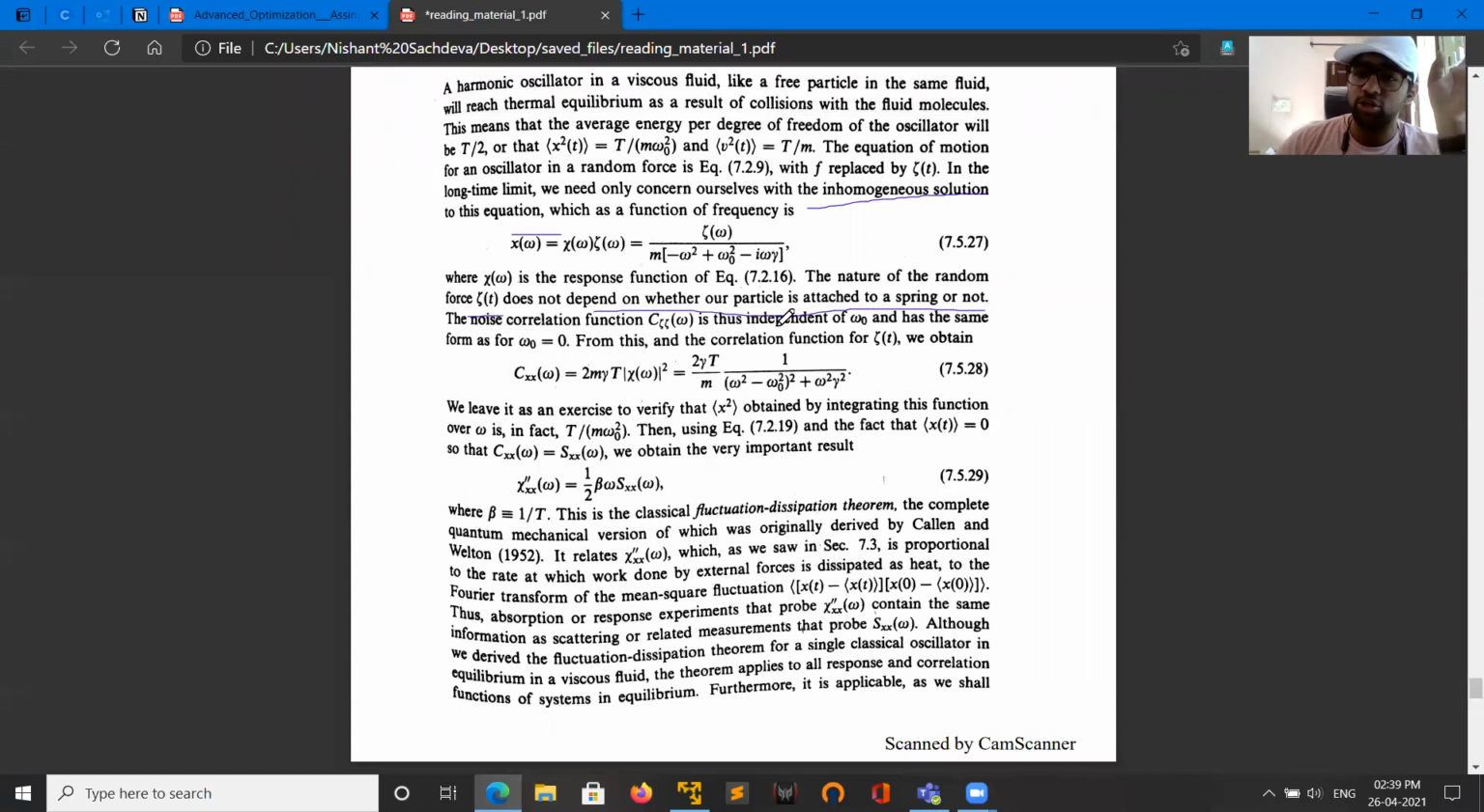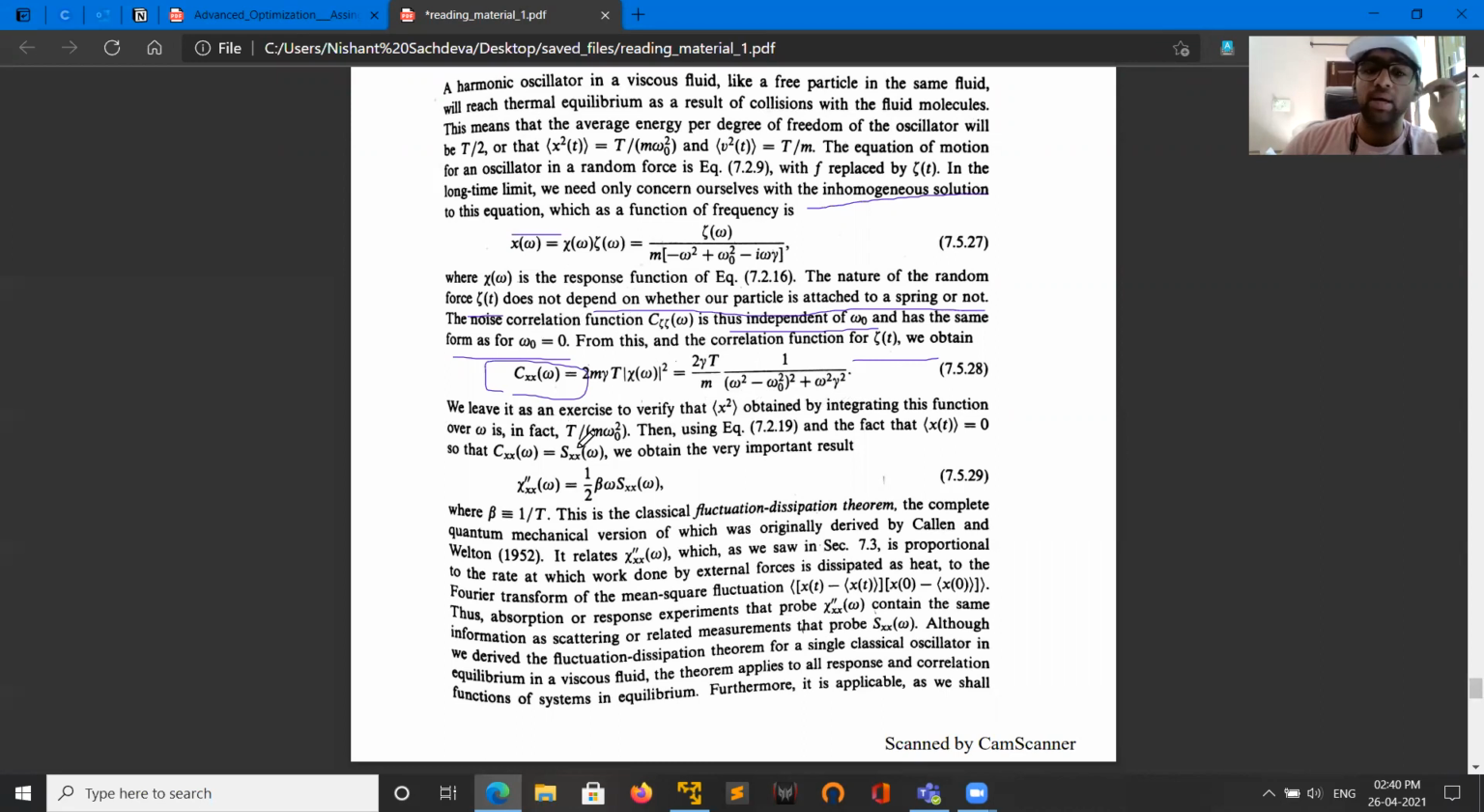The noise correlation function is thus independent of omega naught and has the same form as for omega naught equals 0. From this and the correlation function for tau of t, we obtain C x of omega as 2 m omega T mod of x of omega squared, which means 2 omega T by m times 1 upon omega squared minus omega naught squared, whole squared, plus omega squared gamma squared. We leave it as an exercise to verify that the average of x squared, obtained by integrating this function over omega, is in fact T by m omega naught squared.